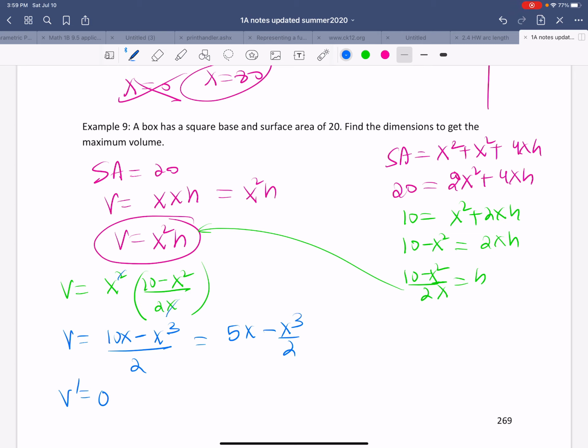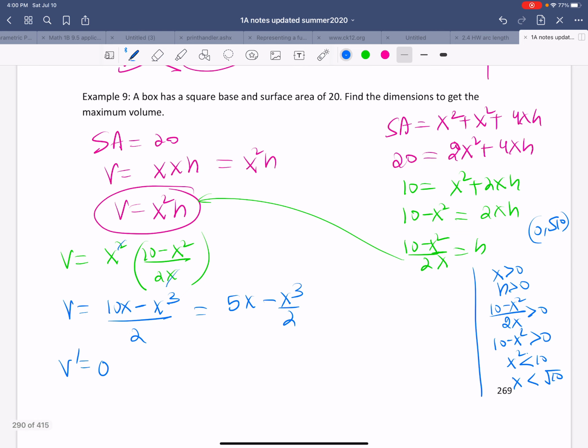Before we proceed further, let's think about the domain. We want x to be greater than 0 and we want h to be greater than 0. That means we want 10 minus x squared over 2x to be greater than 0, so 10 minus x squared to be greater than 0. X squared will be less than 10 if I add to both sides. So x will be less than the square root of 10 when I take the square root on both sides. So between 0 and square root of 10 is my domain in this case. And again, I'm working with the open interval. I cannot have x equal to the endpoints because then I wouldn't have a box.